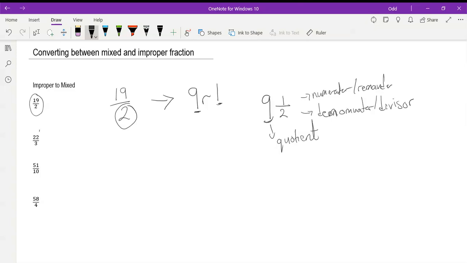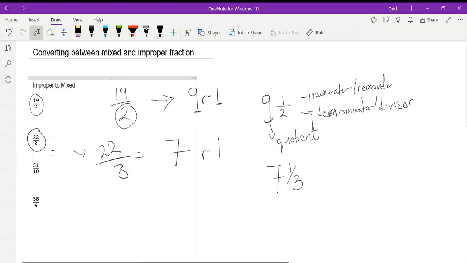And then let's try 22 over 3. 22 over 3, that would be 7 with a remainder of 1, because 7 times 3 is 21. All right. 22 divided by 3 is going to be 7 with a remainder of 1. So the mixed fraction will be 7 wholes 1 over 3. Because 1 is the remainder, it becomes the numerator.